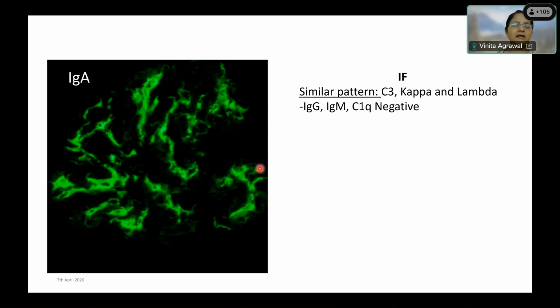Yes, this is the immunofluorescence that I gave you. How will you describe this immunofluorescence? IgA deposition in the mesangium, ma'am. Yeah. Pattern. Very good. So there is a mesangial pattern of staining of the IgA. You do not see capillary wall deposits, right? So yes, this is IgA and it was C3, kappa and lambda positive, whereas all the others were negative. So now what is your diagnosis, as you said? IgA nephropathy, ma'am.